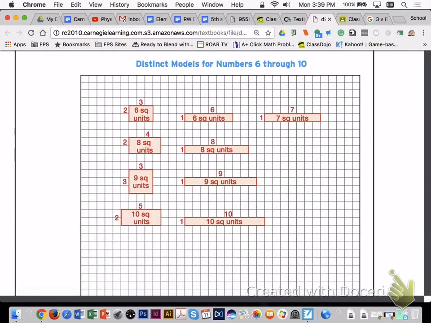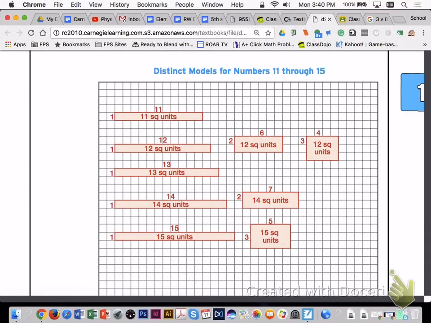Here are your distinct area models for numbers 6 through 10. Please check with your group to make sure that you have all of them listed and that you have your labels showing on each model. Here are the distinct area models for numbers 11 through 15. Please check with your group to make sure that you have all of them and that your dimensions are labeled.